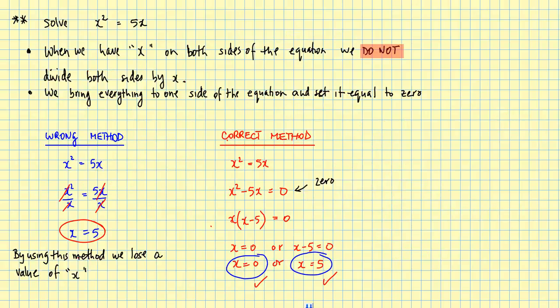We are not going to continue anymore. I just showed you here on this next page. So when we have x on both sides of the equation, we do not divide both sides by x. We bring everything to one side of the equation and set it equal to 0 when we are solving, okay? So x squared equals 5x. You do not do this. That's the wrong method. It's called illegal cancellation. And the correct method would be to bring everything over to the left-hand side of the equation and then remove a common factor, and then set it equal to 0 and use the null factor law at the end.